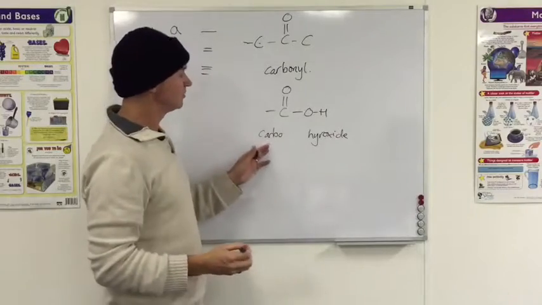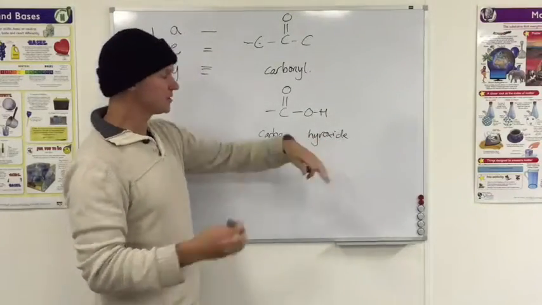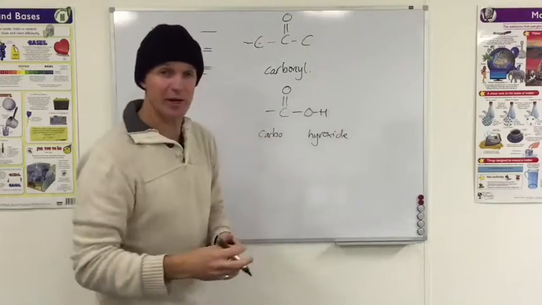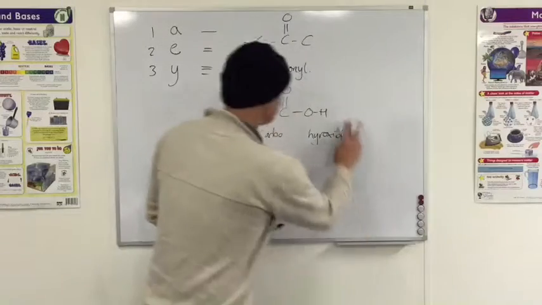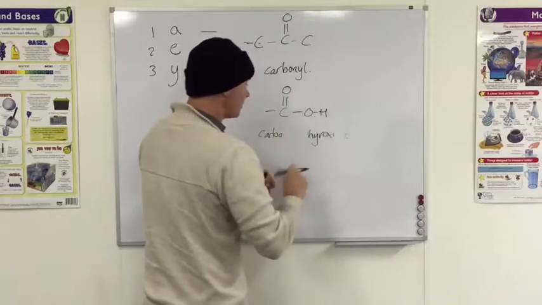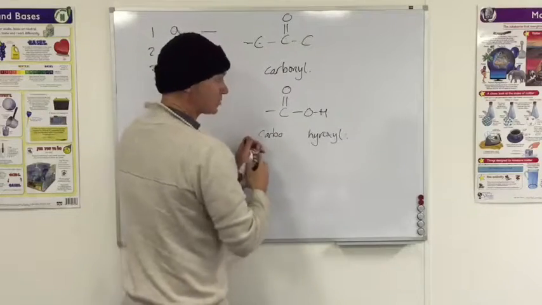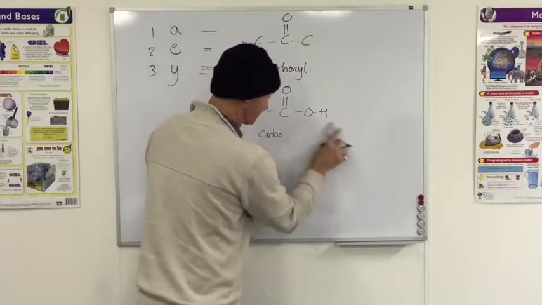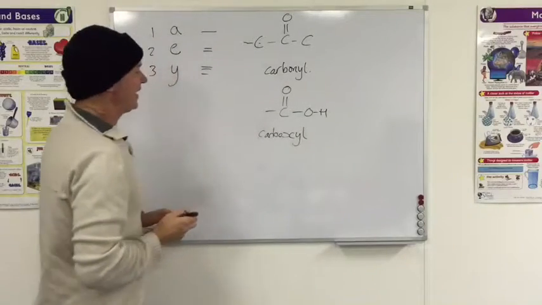Sorry, carbonyl, hydroxyl, not hydroxide. Hydroxide is the inorganic way we talk about it. Hydroxyl is the organic way of talking about it. Hydroxyl, carbonyl, hydroxyl, and we end up with carboxyl. I'm not making it up, I'm serious, that's what it's called. Okay, it's a carboxyl group.